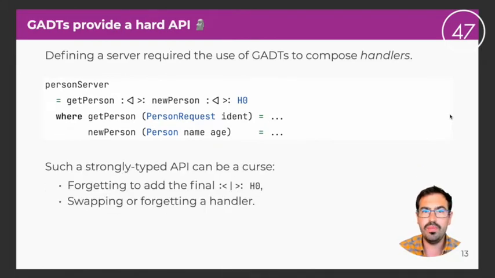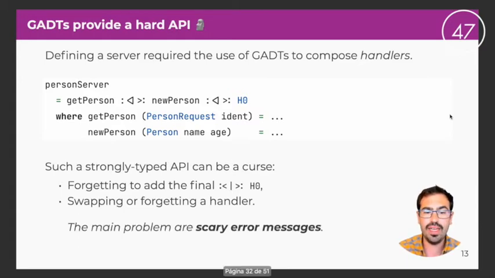But it turns out that providing such a strong API can also be a curse. For example, if you forget to add the final const 80 or swap or forget the handler, what you get is a very scary error message. So the problem is not that this API is not nice. If you make a mistake, it's very hard to point out where the mistake is.